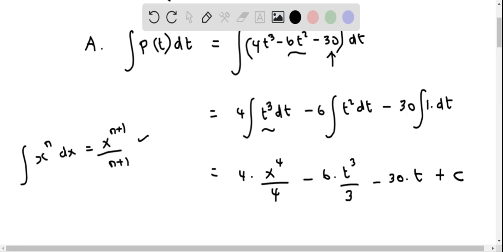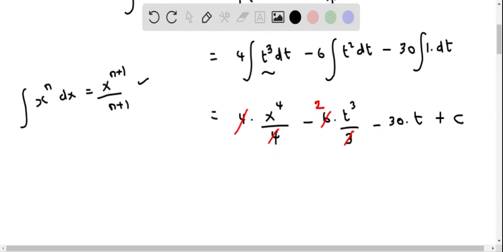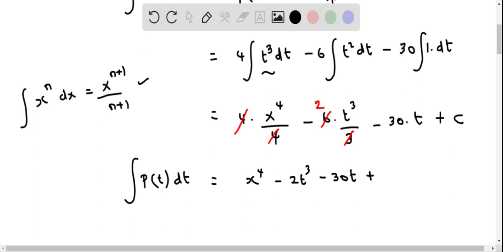Now let's simplify this. This 4 and this 4 get cancelled. 6 goes into 3 as 2 times. So we can write this as the antiderivative of p of t dt, and this equals t to the power 4 minus 2t cubed minus 30t plus the constant of integration c. And so we have answered part A.